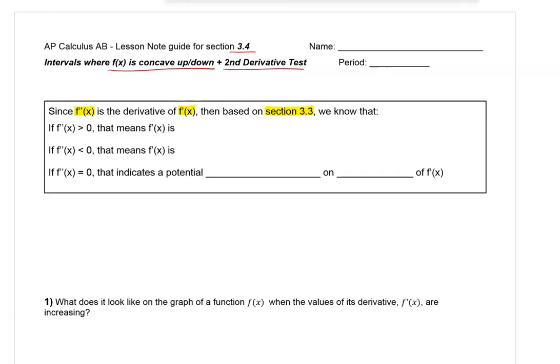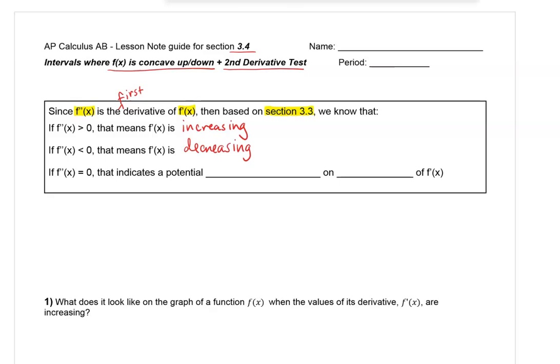So the second derivative is the first derivative of the first derivative. So the relationship between f double prime and f prime is the same as that between f prime and f. So f double prime is the first derivative of f prime. When the first derivative of a function is positive, that means the function is increasing. So for the second derivative to be positive would mean the first derivative is increasing. For the second derivative to be negative would mean that the first derivative is decreasing. Because again, it's the same relationship between f double prime and f prime as that between f prime and f.